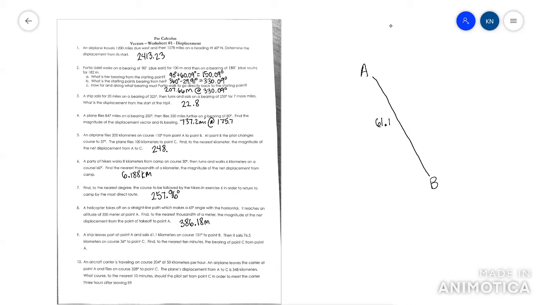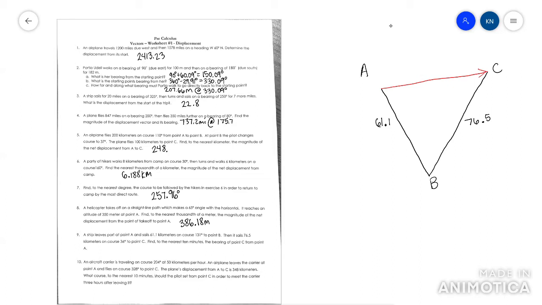Next, it sails 76.5 kilometers on course 36 degrees. So like 36 degrees for 76.5 kilometers. All right, they want to know the bearing of point C. So here's point C from point A, looking from point A towards point C like that. I'm going to move this down a little bit just for scale reasons. It's going to look like this. So we want to go this direction, and we need to know what that direction is.